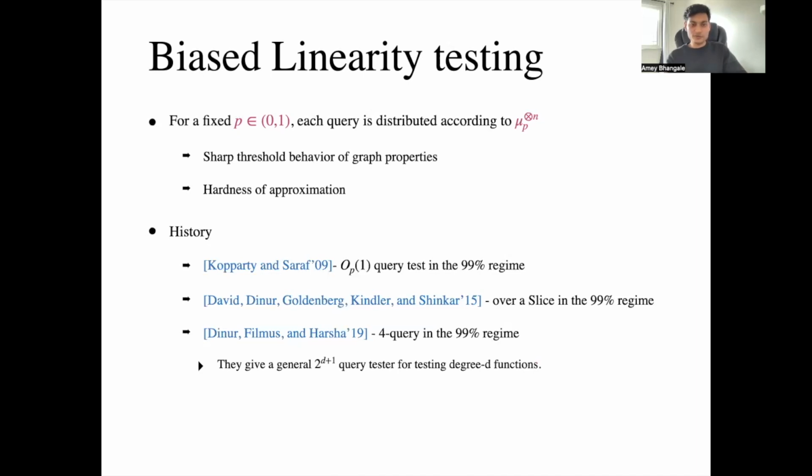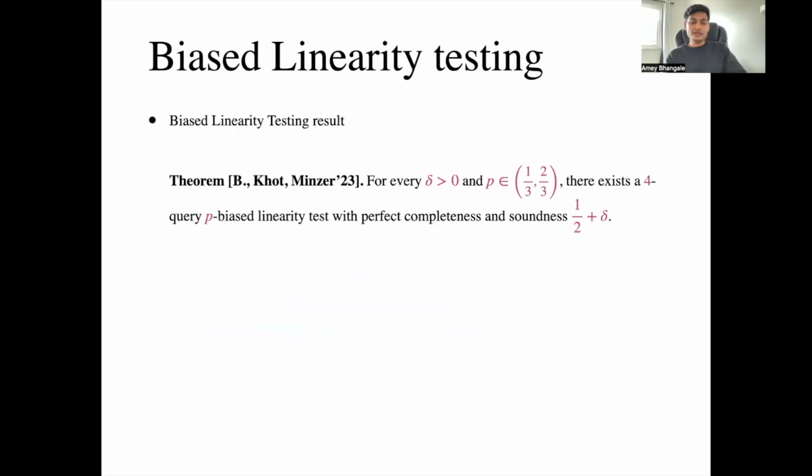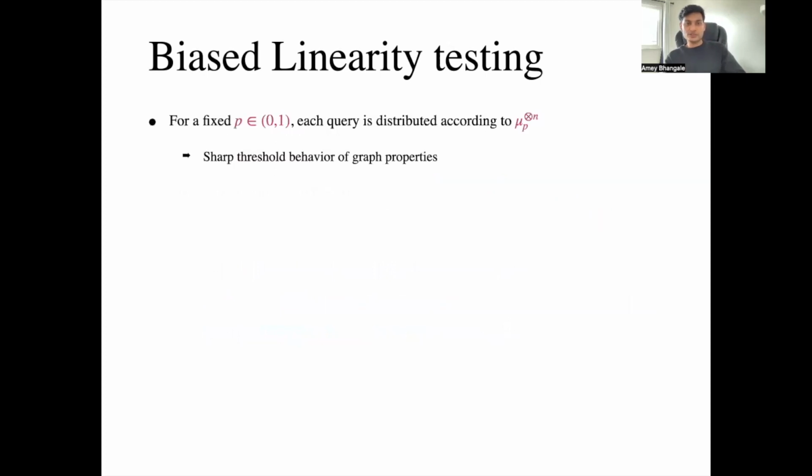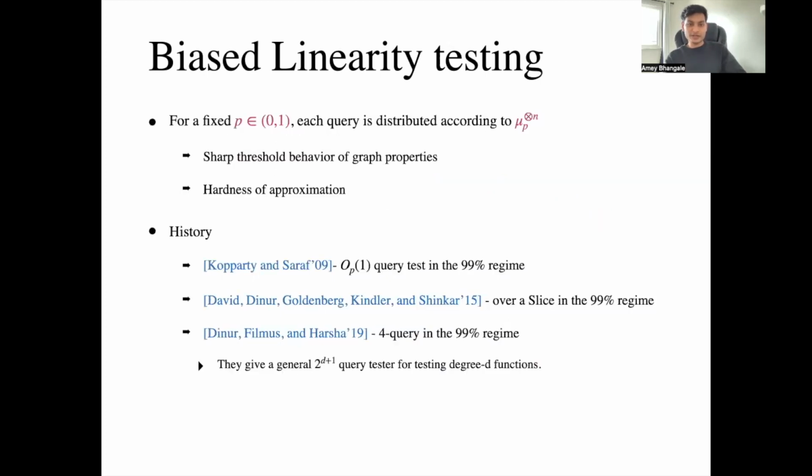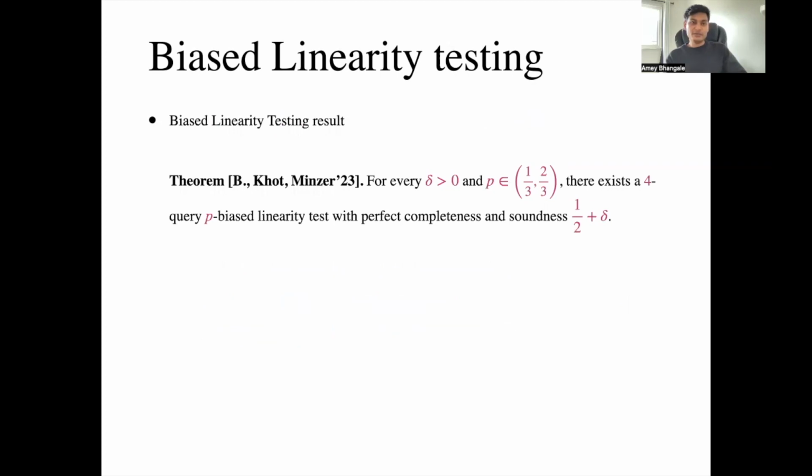As you see, all the previous results are in the 99% regime. The main result that we show is that we have a linearity test where each query is distributed according to a p-biased measure for p in between 1/3 and 2/3. And it has completeness 1 and soundness half plus epsilon. So this is really linearity testing in the 1% regime, which is a harder problem.